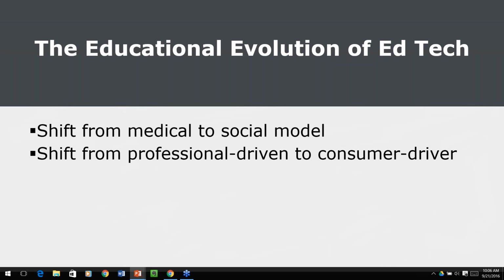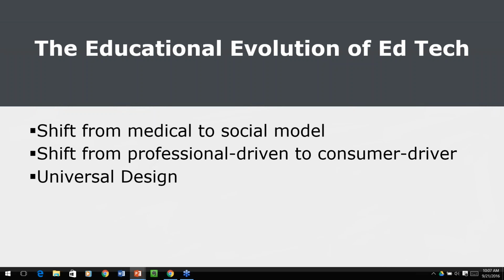We've seen a real shift from a professional-driven to a consumer-driven kind of approach to AT. I'm sure you guys can all attest to the fact that parents are showing up and asking for an iPad because they've seen them advertised on an Apple commercial. That consumer-driven model has benefits to it, but it also has some big implications for educational contexts.